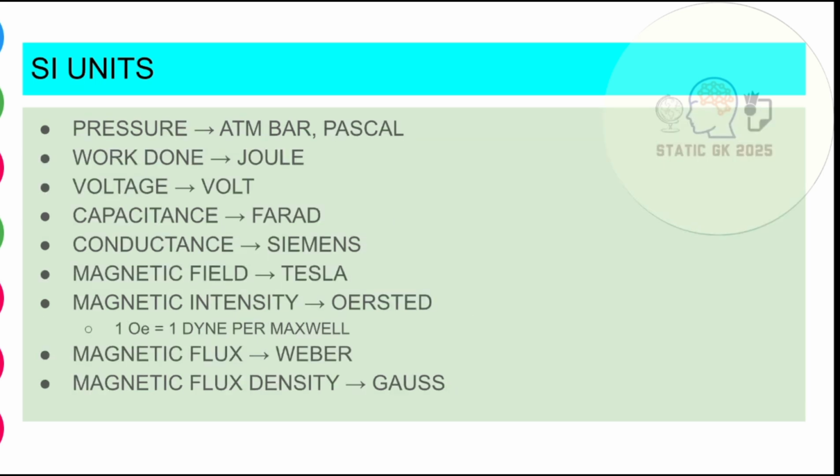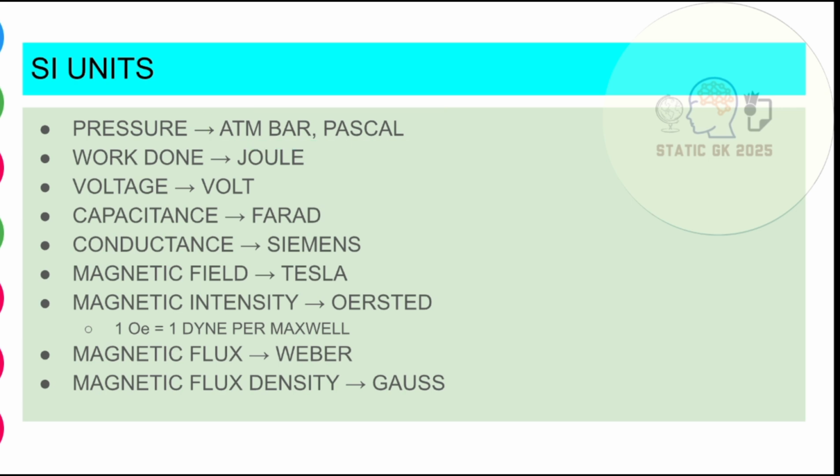Let's come to this part of the SI unit, pressure. So pressure, generally we know the SI units are atmosphere, bar or Pascal, right? This is pretty much simple, and in various contexts, we use pascals, atmosphere, or bar, right?